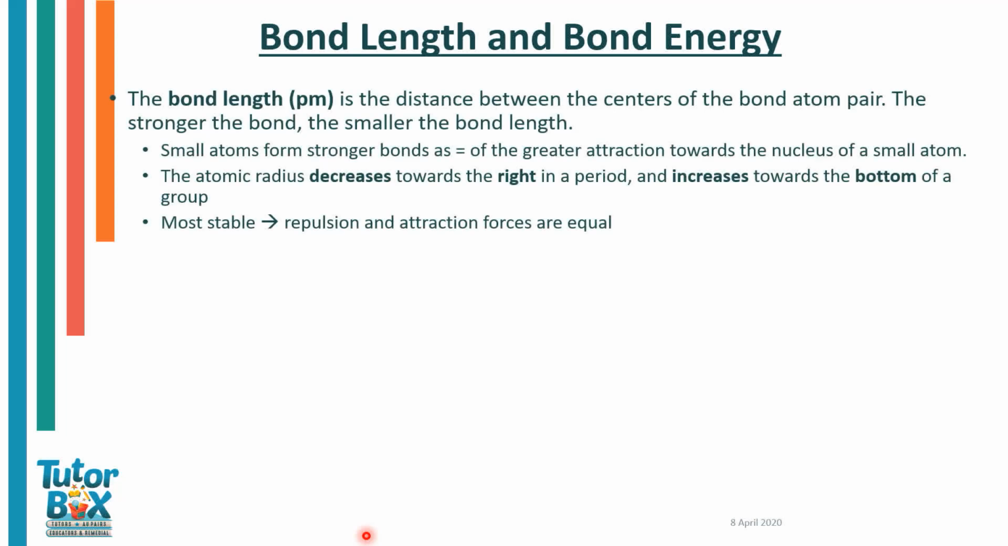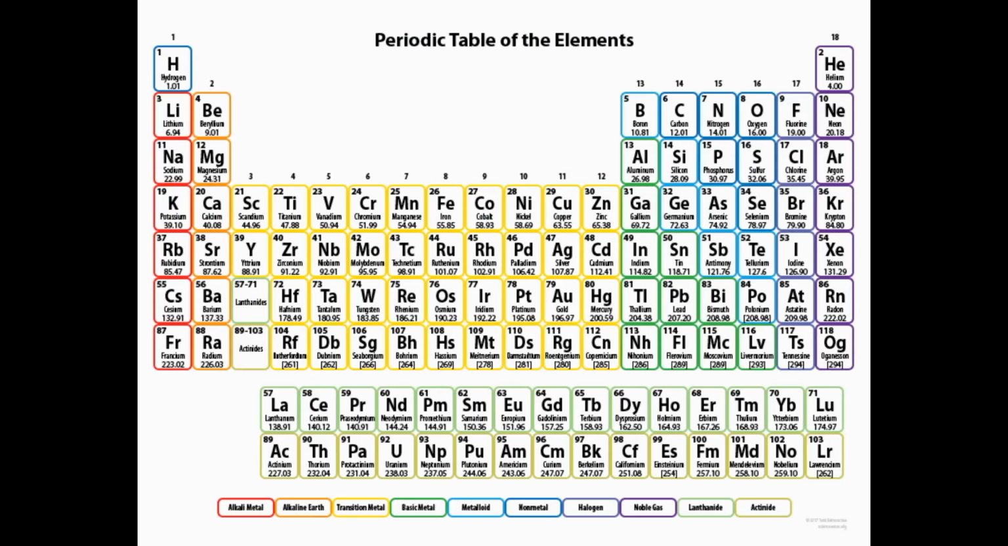The bond length, measured in picometers, is the distance between the centers of the bonded atom pair. The stronger the bond, the smaller the bond length. So small atoms form stronger bonds as a result of the greater attraction towards the nucleus of a small atom. The atomic radius decreases towards the right in a period and increases towards the bottom of a group. Make notes in your periodic table.